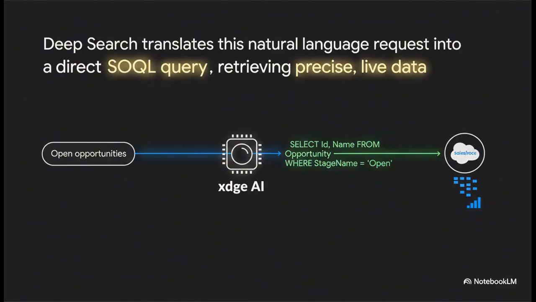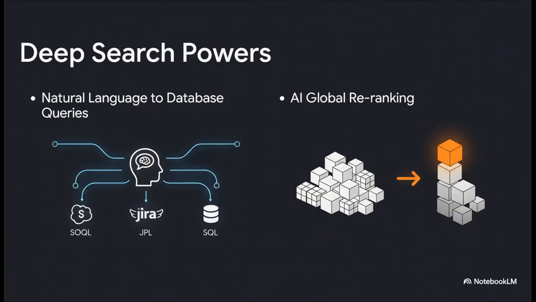And this is where the magic happens. Deep Search gets that you're asking an analytical question for Salesforce. It literally translates your plain English request into the specific database query language Salesforce uses, in this case, SOQL. Then it runs that query directly against your live Salesforce data, pulling back the exact, structured information you asked for. It's pretty incredible. So, when you boil it down, Deep Search really has two superpowers. The first is that amazing ability to be a universal translator, turning your natural language into precise database queries for apps like Jira or Salesforce.